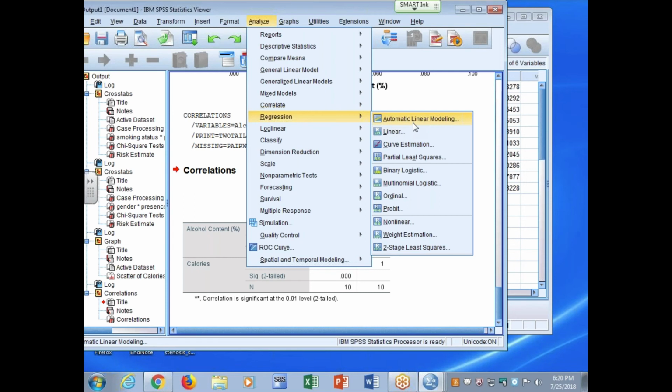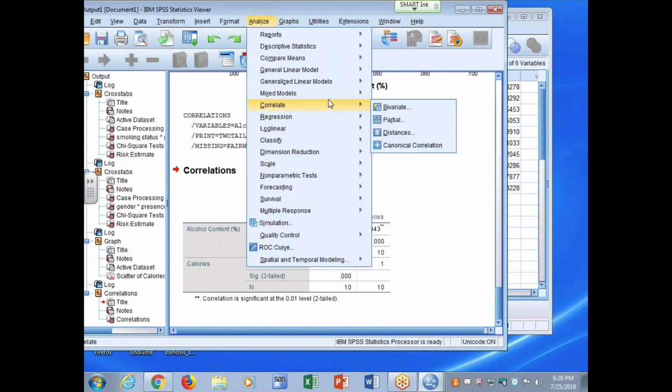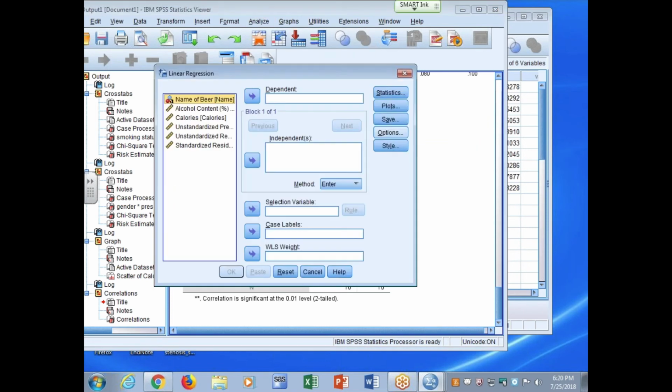We got exposed to that. We got to look at multiple linear regression and logistic regression, but we're not going to worry about that for the remaining time left in this semester. So here we are. Okay, so regression, linear regression. I'm going to go in here.